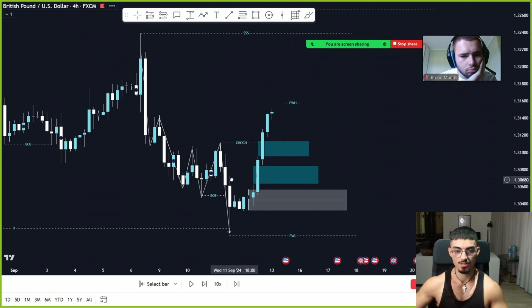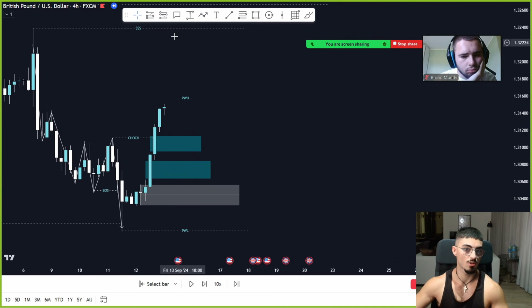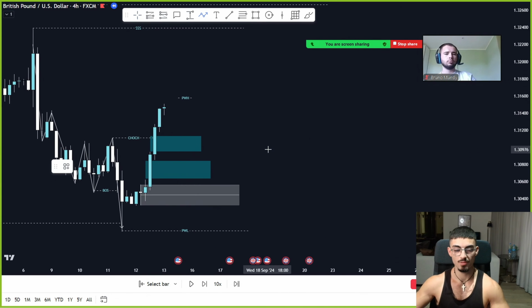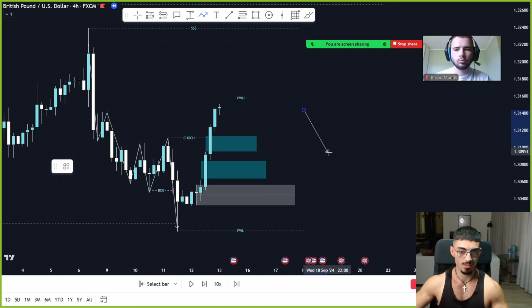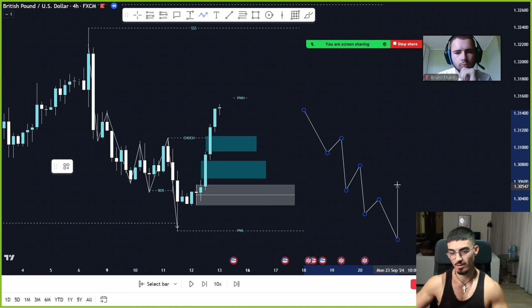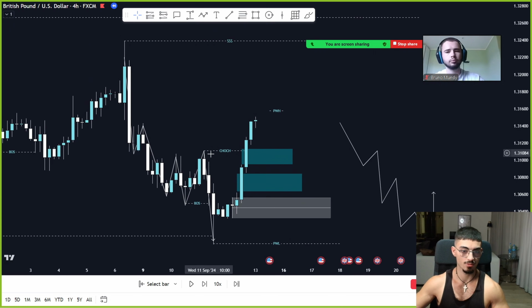Now, like I just said in the example I gave you guys before, and I'll draw it out one more time here, a change of character when you're in a downtrend looks like this. Okay, so we're going down, we're forming lower lows and lower highs, but when we break past the lower high, right, that is your change of character right here. Okay, and that is exactly what we're seeing right here on the charts.